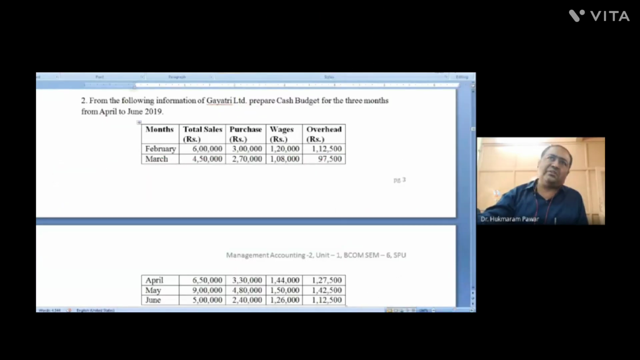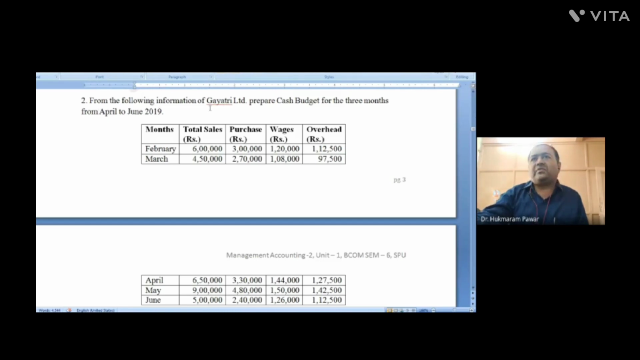Let's start today's lecture on cash budget. This is example number 2. In the last lecture, I explained what the cash budget is, what the purpose of preparing the cash budget is, and how it is to be prepared. One example we have already solved. This is the second example. Let's read the example first and then go for the solution.